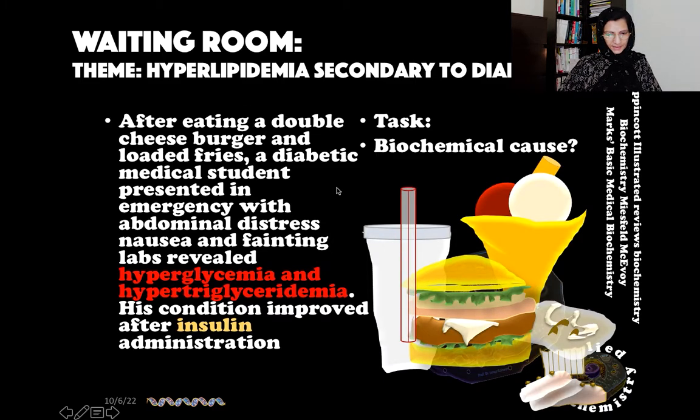Okay. Then there is a scenario that a diabetic medical student consumes a double cheeseburger and loaded fries. After that, he develops abdominal distress, nausea, and he faints. He presents in the emergency, and labs reveal hyperglycemia and high triglyceridemia. His condition improves after insulin administration, and you are required to find the biochemical cause.